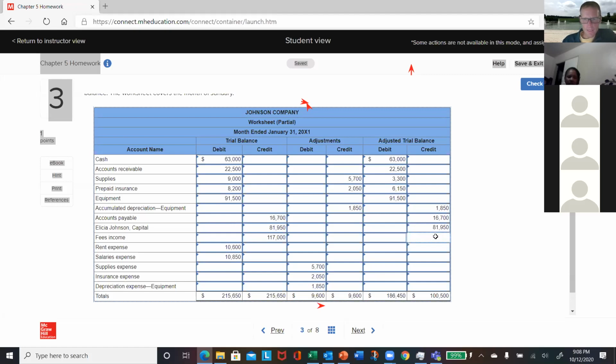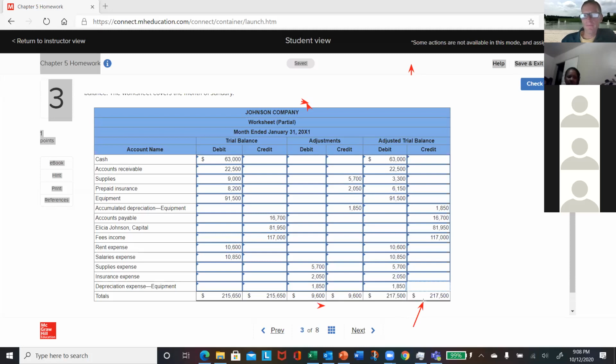And then you've got fees income. And then you've got rent expense. And then you've got salaries expense, 10,850. And then the two new ones, you had 5,700, and then you had 2,050, and then the last one was 1,850. And then notice, once I've entered these, your debits still equal your credits.